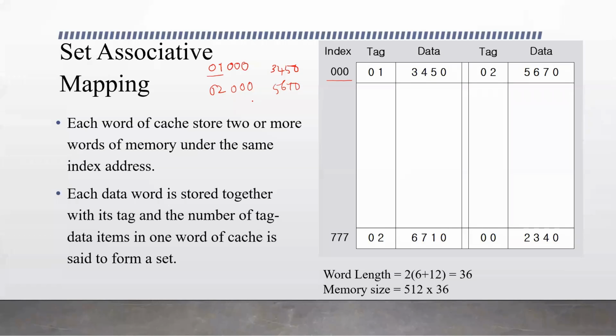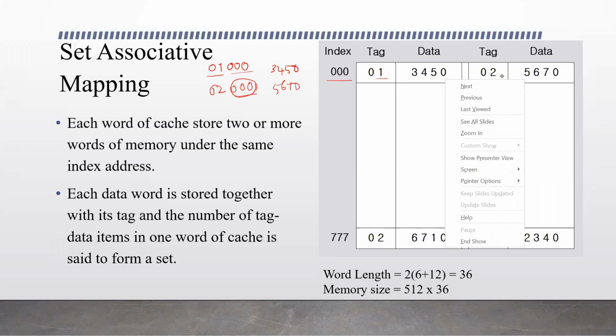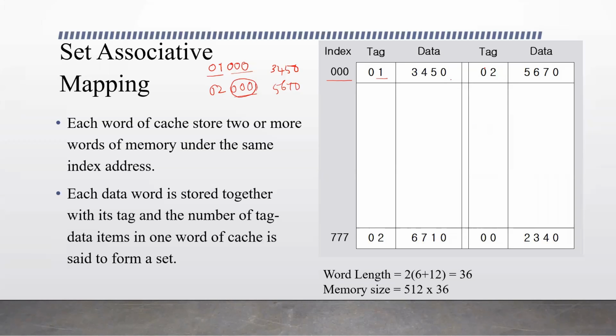In the earlier case we discussed that when the index address is the same and the tags are different, the data cannot be found, right? In this case, the cache stores more than one data. It may be 2 or more data, that depends on the size of the cache. It may also store more data elements with the same index address. So here, 000 and tag 01, the first data element, and with a different tag, but with the same index address, 02, the next data element is stored.